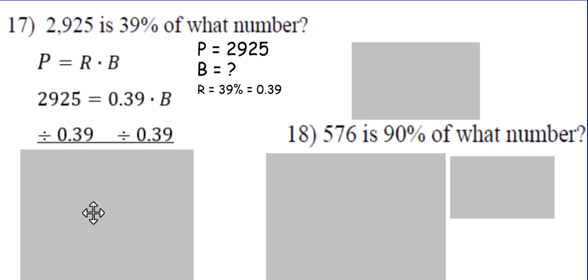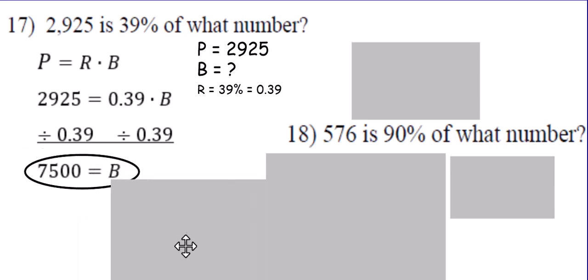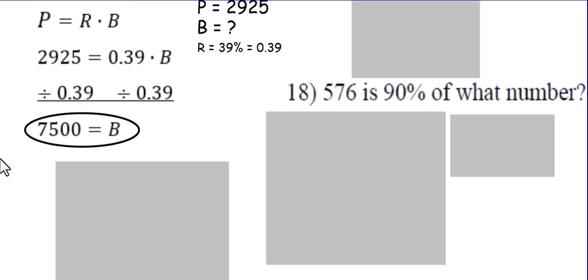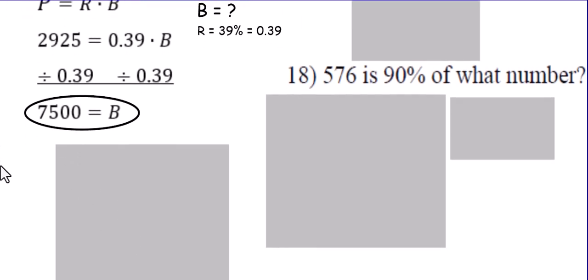2,925 divided by 0.39 is going to give us 7,500 for our solution. Again, dividing by those small decimals will make our number significantly bigger, which should not be a surprise for us. All right, last one of these before we do a handful of word problems, of which we'll see many in this unit.